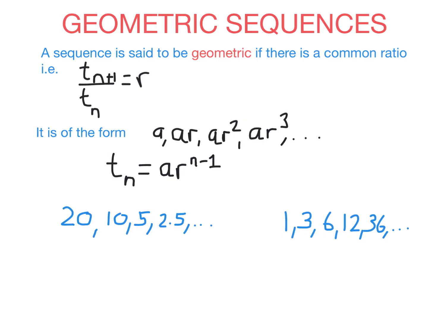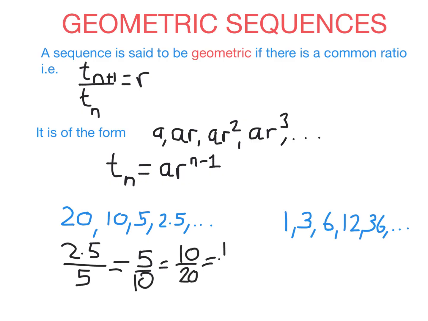So this is an example of a geometric sequence, because if I were to take any term, like 2.5, and divide by the previous term, I always get the same amount. That's the same as 5 over 10. That's the same as 10 over 20. So here, all of these are equal to a half. The common ratio is a half. We are multiplying each subsequent term by the same number each time. It turns out to be a half.